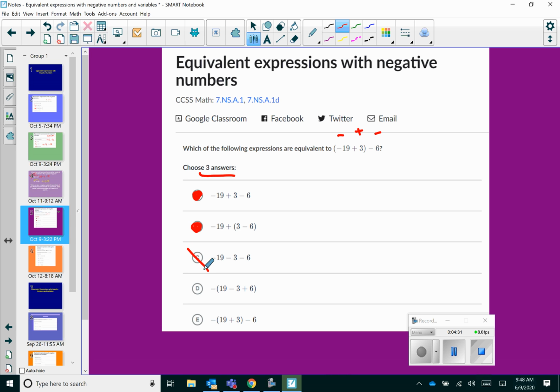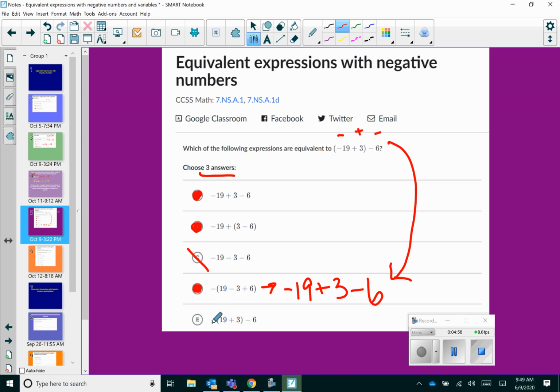Here I can tell that C is not correct because my 3 is a negative, and it should be a positive. Now here's where we see that negative on the outside. So I'm going to have to actually rewrite this one. My positive 19 becomes a negative 19. My negative 3 becomes a positive 3. And my positive 6 becomes a negative 6, which is exactly what we were looking for. So D would also be correct.